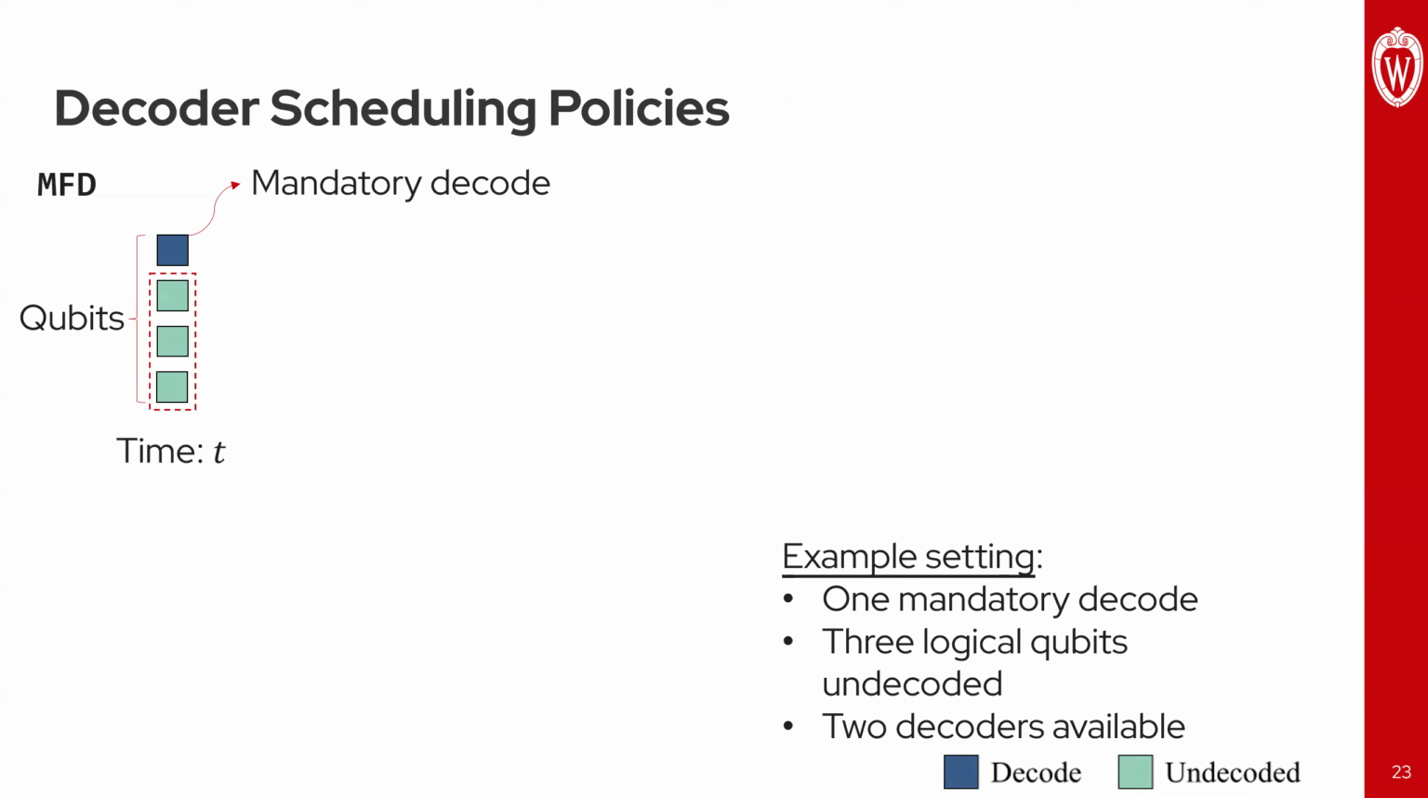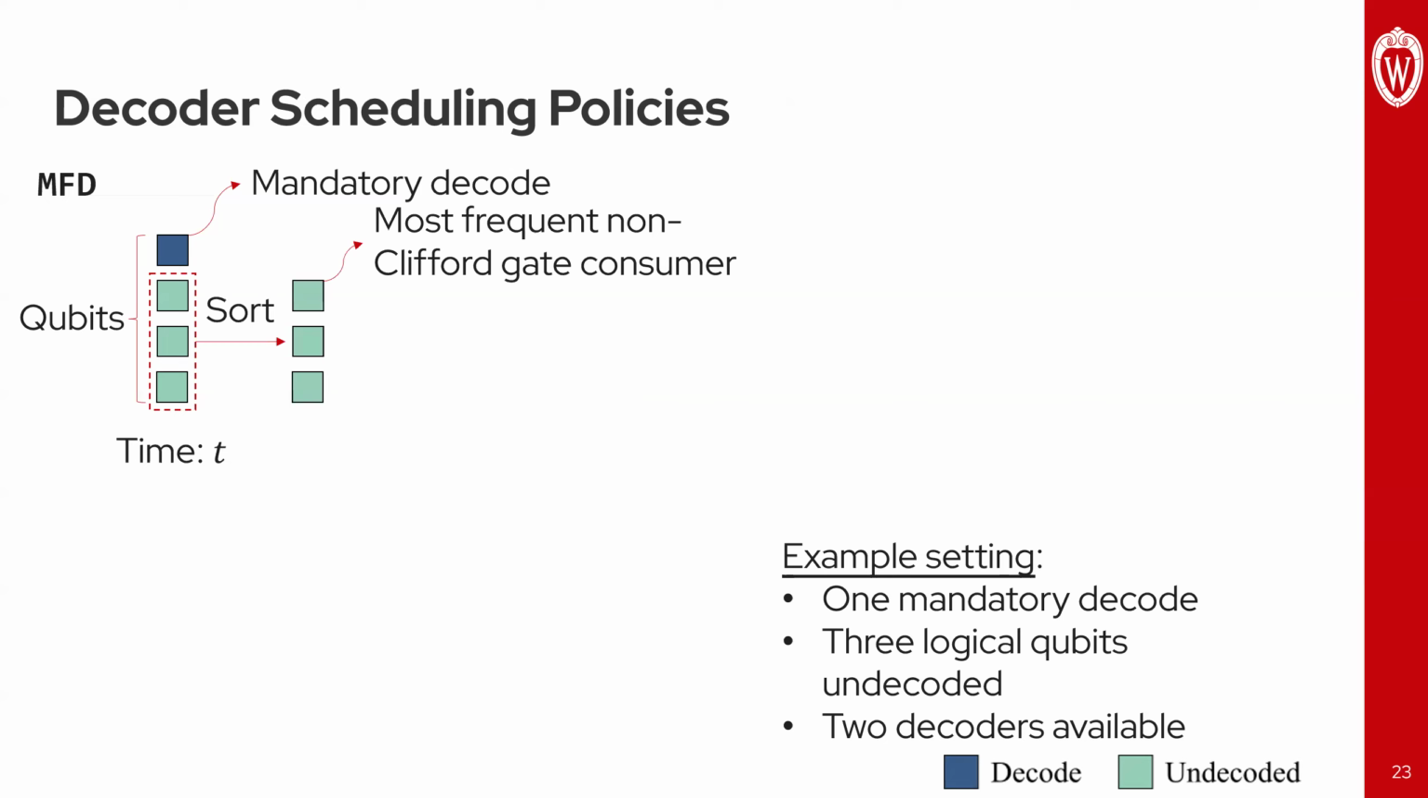The MFD policy sorts all these undecoded logical qubits on the basis of which logical qubit is consuming the most number of non-Clifford gates. And this is important.